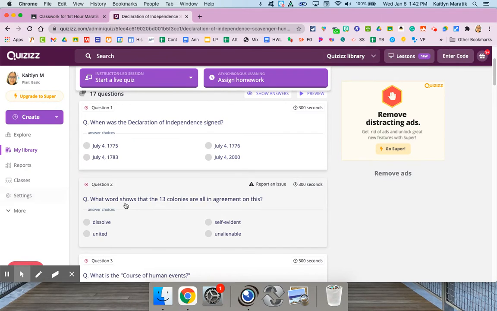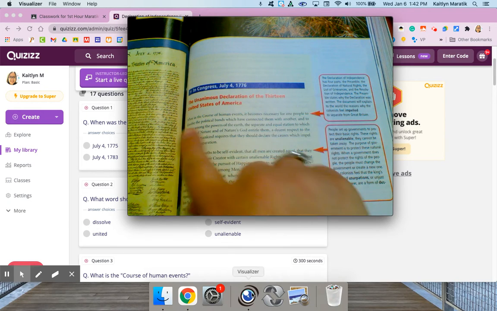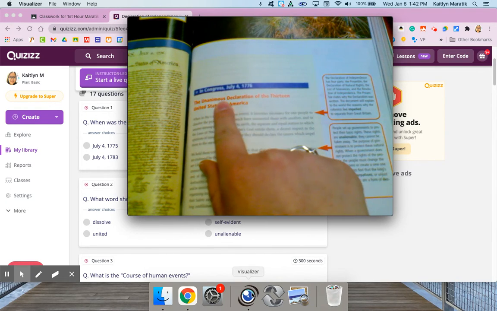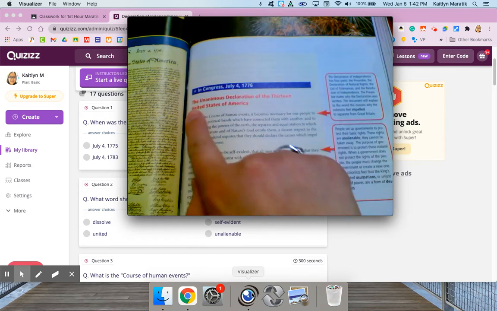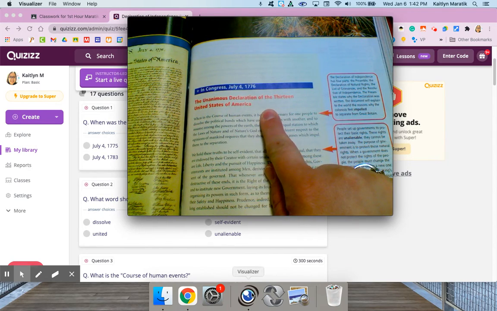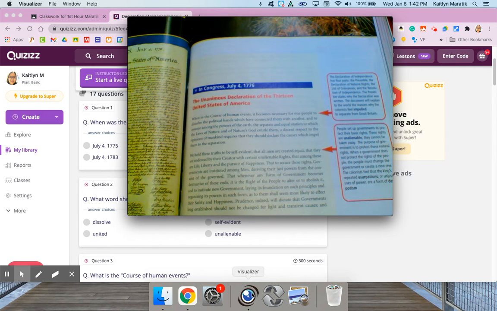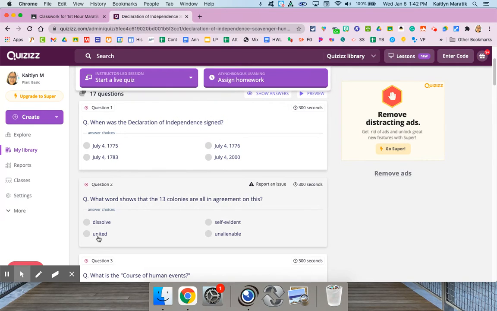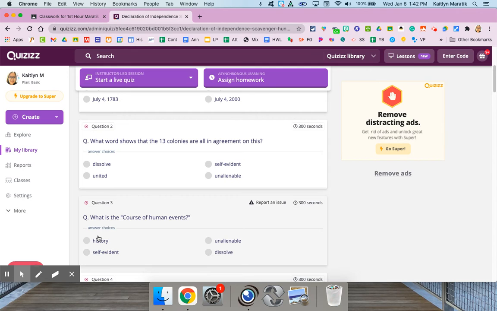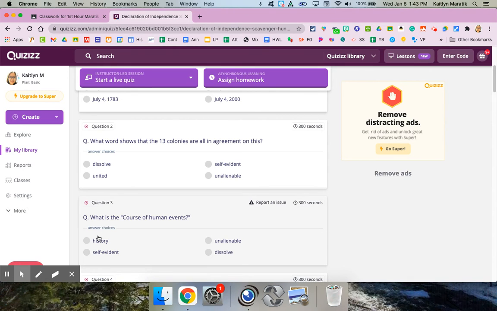The second question: which word shows the 13 colonies are all in agreement on this? If we look at the top here, the unanimous declaration of the 13 United States of America. 13 states there, unanimous. Okay, they are united. Do you see how this is going?